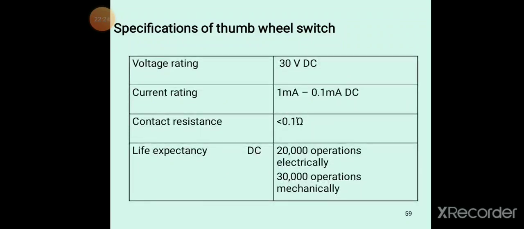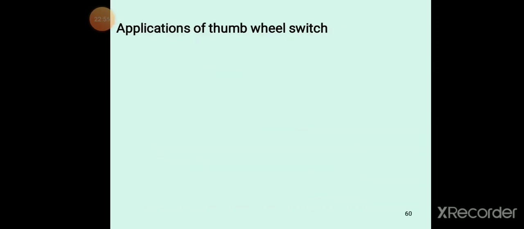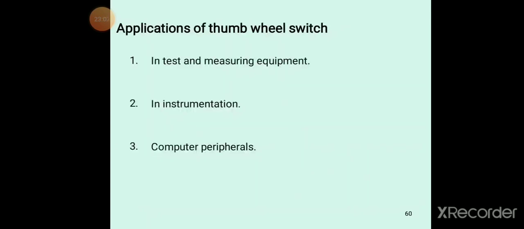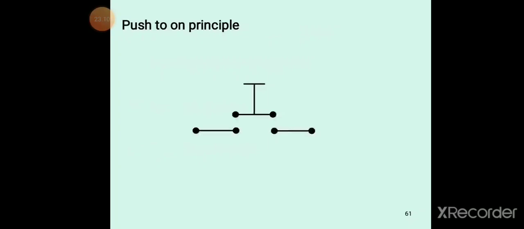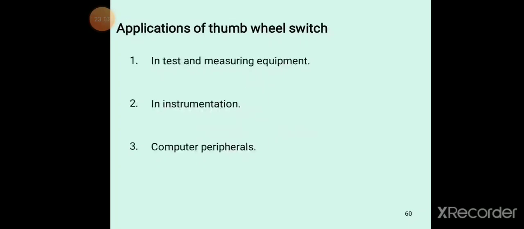Now we discuss the specification of the thumb wheel switch: voltage rating, current rating, contact resistance, life expectancy. Voltage rating is 30 volts. Current rating is 1 milliamp to 0.1 milliamp. Contact resistance is less than 0.1 ohm. Life expectancy is 20,000 operations electrically, 30,000 operations mechanically. Next, applications of the thumb wheel. You can see where we are using this thumb wheel: in test and measuring equipment, instrumentation, and computer peripherals.